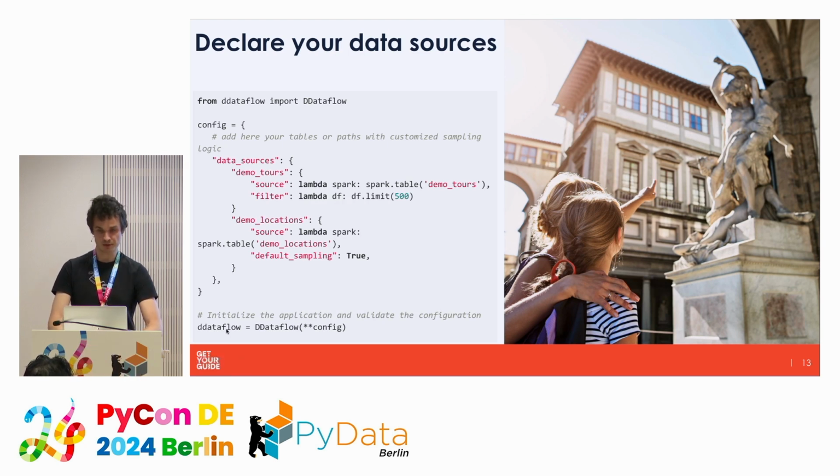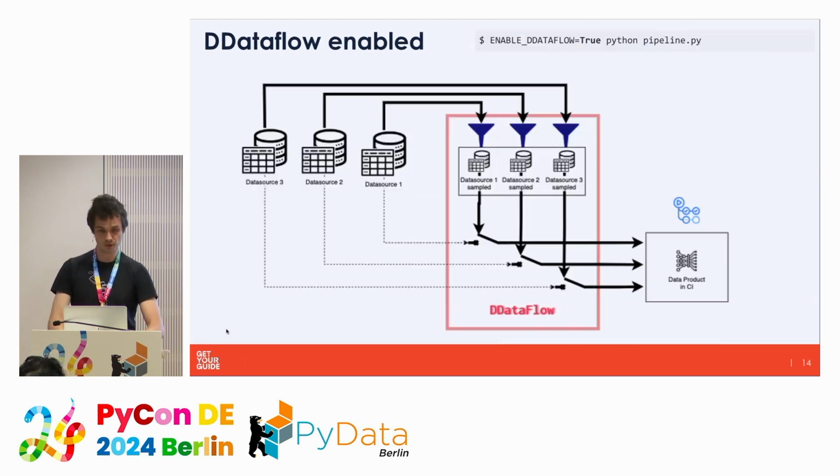You have different modes. We'll go through them and also show it in a demo. The first one is when you have DDataflow enabled. Here you have your data sources, and you want to sample them because you want to run in the CI in a faster way. You just want a small part of the data, and DDataflow will take care of sampling and giving you just a small data set to use.